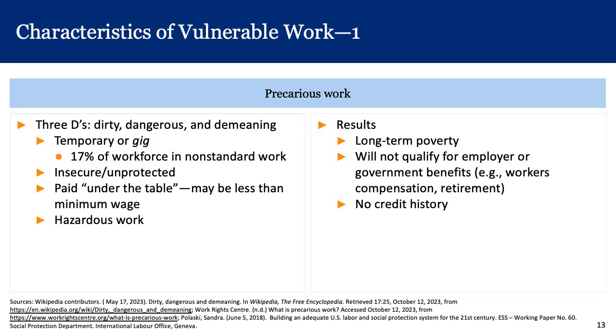Vulnerable work is precarious. It's defined by the 3 Ds: dirty, dangerous, and demeaning. It's often work that nobody else wants to do. Non-standard work means not full-time or part-time work. It's either temporary work or temporary employment. It's gig work, which are short jobs from various employers.